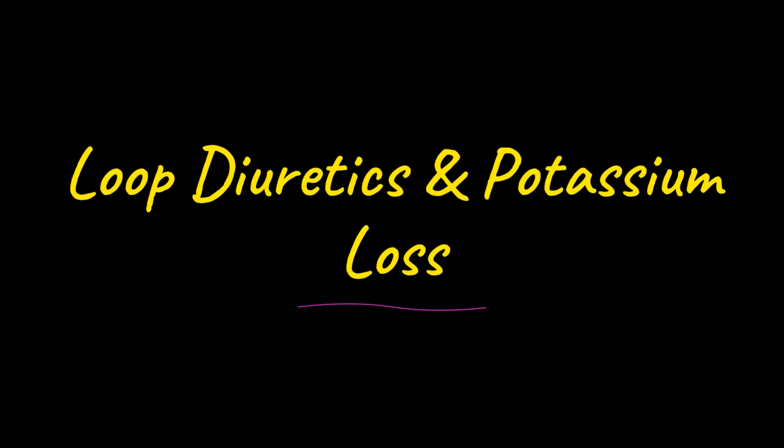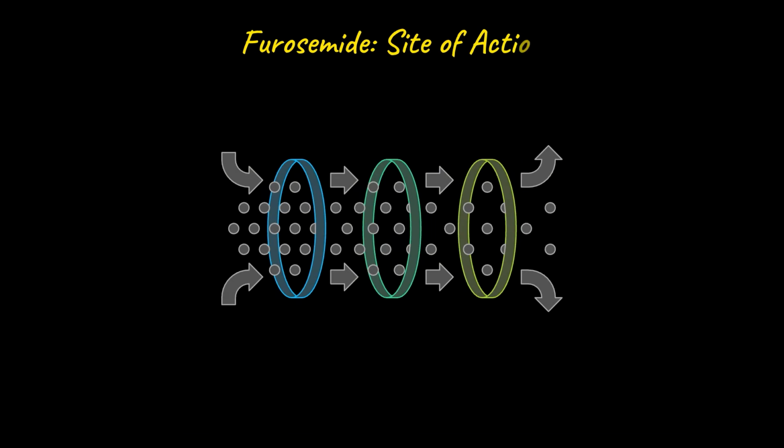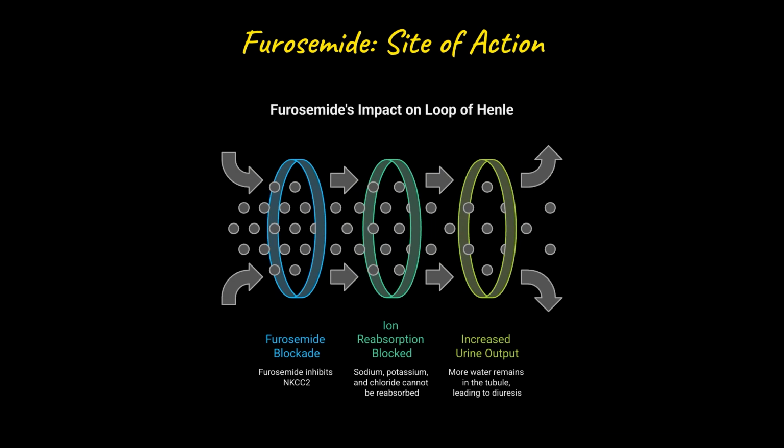Loop diuretics like furosemide are the most powerful diuretics in common use. To understand why they cause potassium loss, we need to look at exactly where and how they act in the kidney. Furosemide acts in the thick ascending limb of the loop of Henle, blocking the NKCC2 transporter that normally reclaims sodium, potassium, and chloride together.